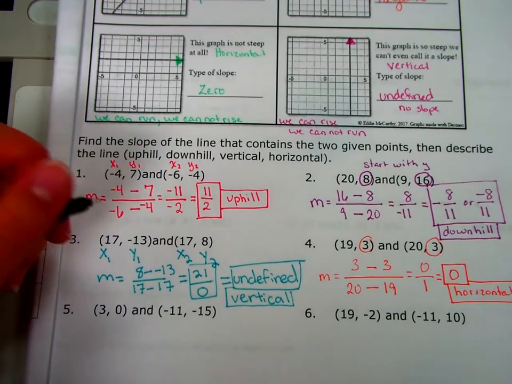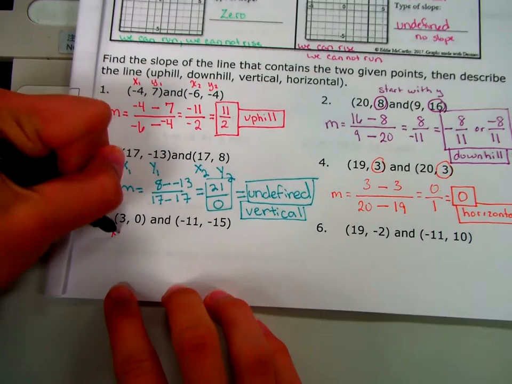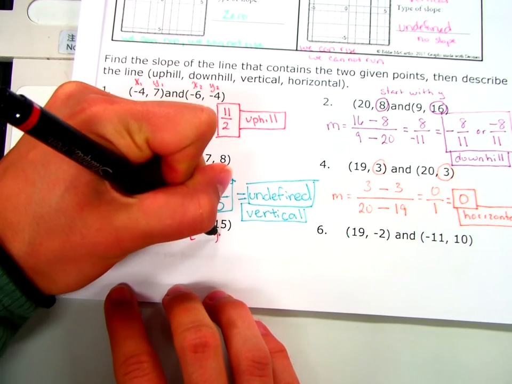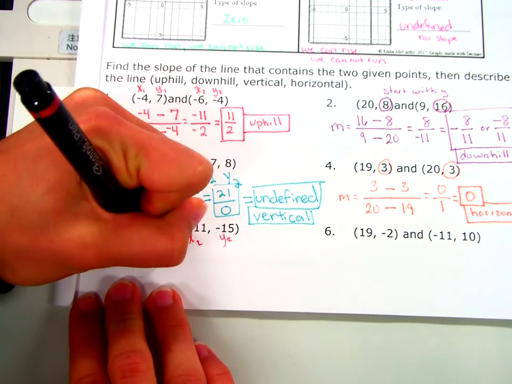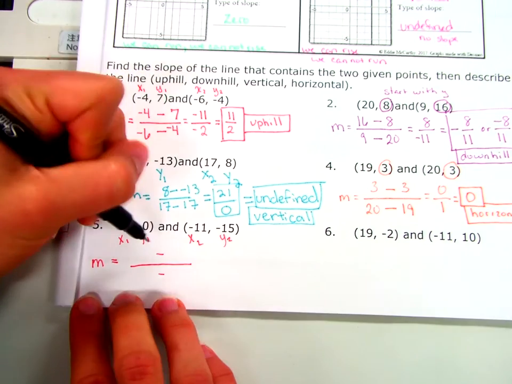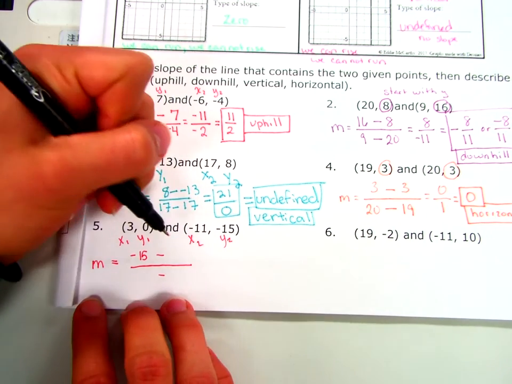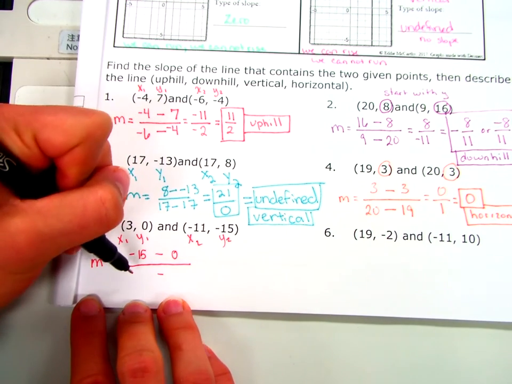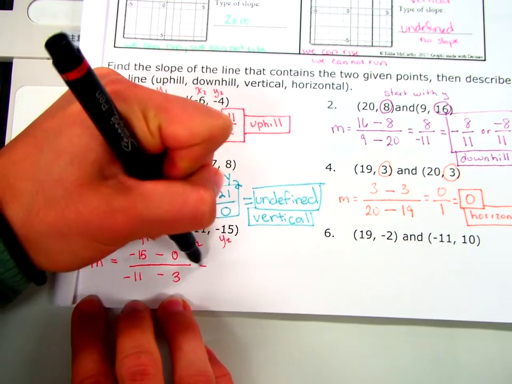So we're going to identify our x1 and y1, and then we're going to identify the x2 and y2, and then we're going to find our slope. So fraction, and then a minus, and then y2 and y1 go up here, so -15 minus 0. And then x2 and x1 go down here, so -11 minus 3.